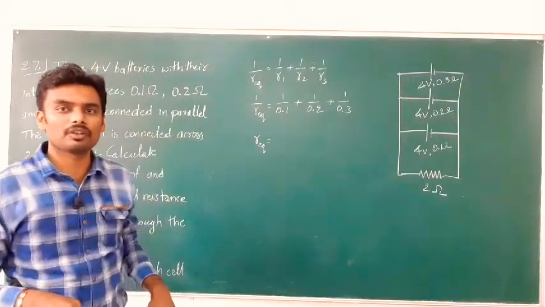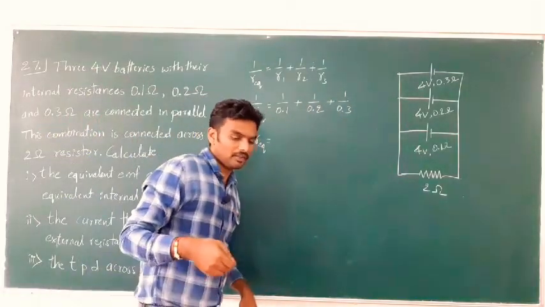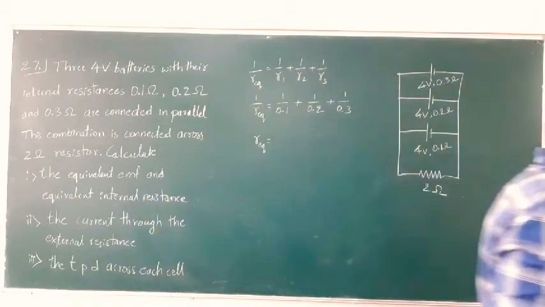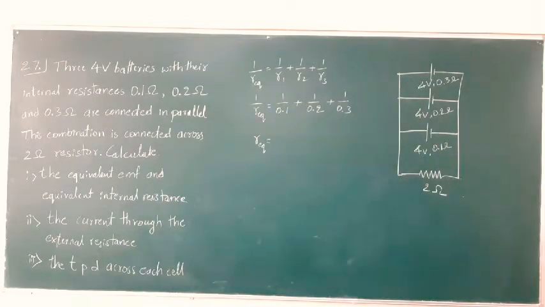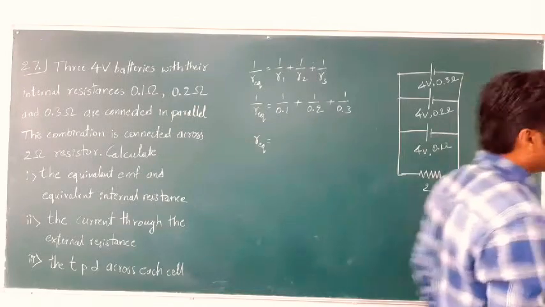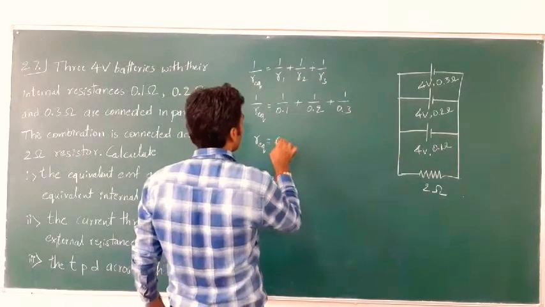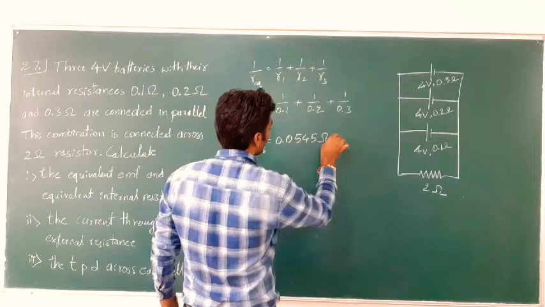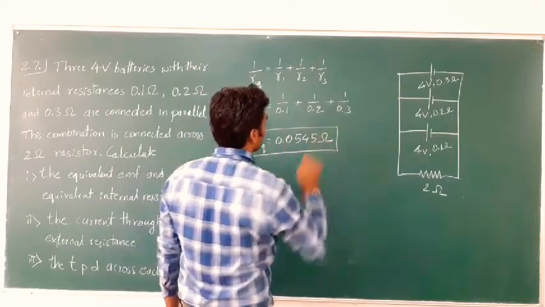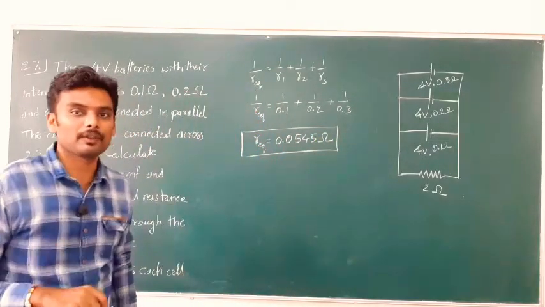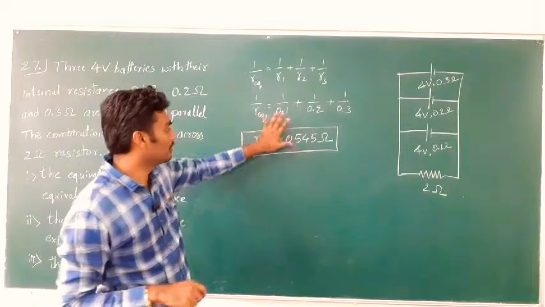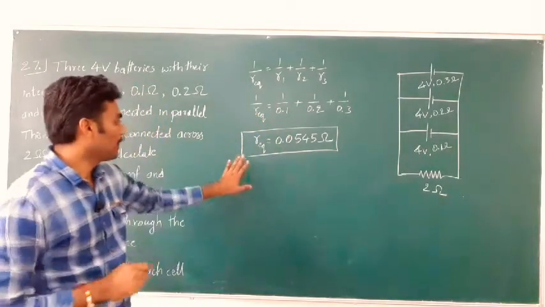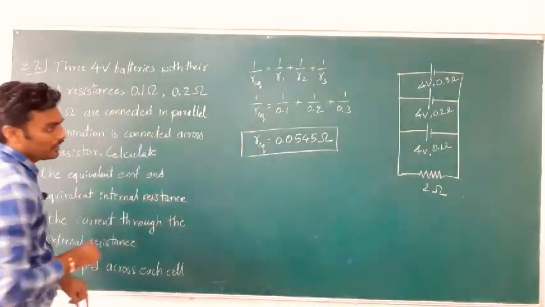Add them, take the reciprocal. Do the mathematical steps by yourself. And finally, after doing all of them, you should get the equivalent internal resistance equal to 0.0545 ohm. That's it. Very easy. You do the math. Then we have R equivalent with us.